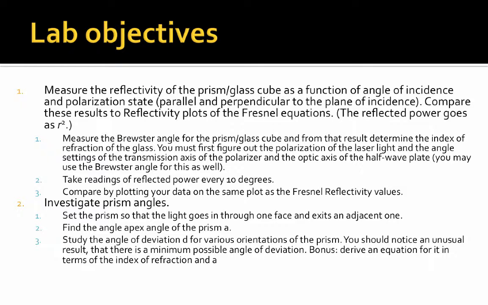There are two primary lab objectives. The first is to measure the reflectivity of the prism or glass cube, whatever it is that you're given, as a function of the angle of incidence and the polarization state. So you'll measure this for both parallel and perpendicularly polarized light, and then compare those to reflectivity plots of the Fresnel equations. There are descriptions of how to do that there. And then we're going to look at prism angles, and we're going to look at the light going through a prism and study the angle of deviation for it.